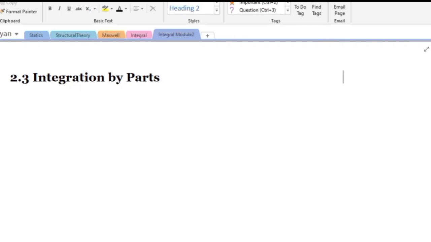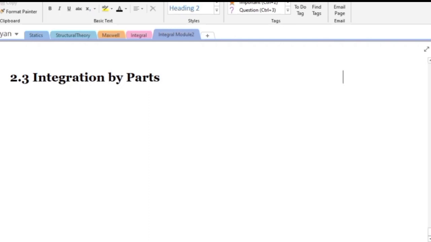Topic 2.3 Integration by Parts. Sometimes we come across integrals which could not be evaluated directly by the standard integration formulas which we have just learned. Now, we consider an integration procedure which we may use for such integrals.